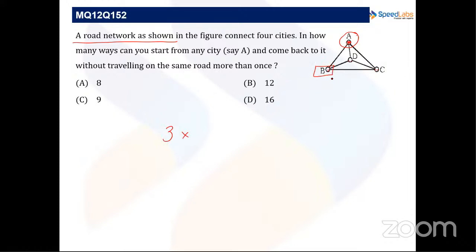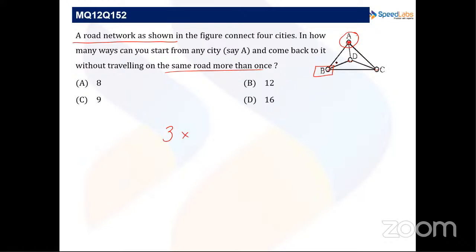Let's say we have reached B. It is not given that you have to cover all the cities or anything, so we have to go back to A. In how many ways? Can we go directly from B to A? No, we cannot travel the same road twice. Can we go from B to C, then C to A? Yes, that is one option. Or can we go from B to D and then from D to A? Yes, that is also one option.